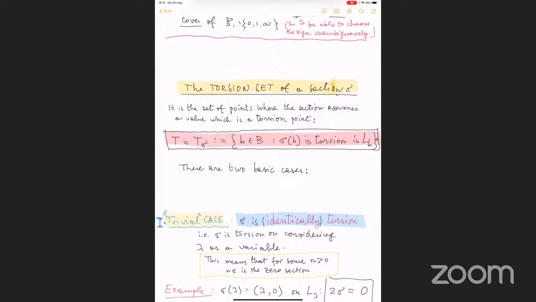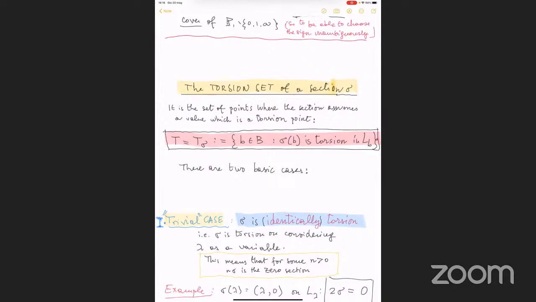You have an analogy here, easy, that I have not written, but I can say in words. If you have a rational function, you may view it as a section for the multiplicative group, and the points where the rational function assumes a value which is a root of unity would be the torsion set of the rational function in the case of the multiplicative group. So this is an analogy, a perfect analogy in the elliptic case.